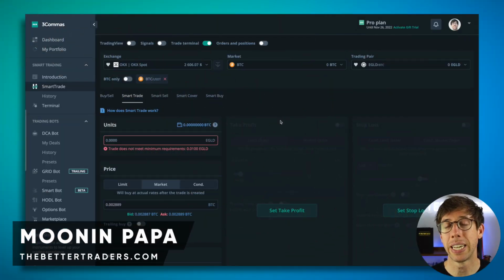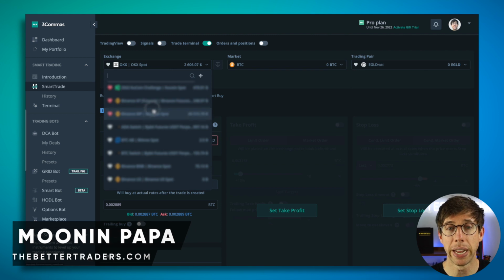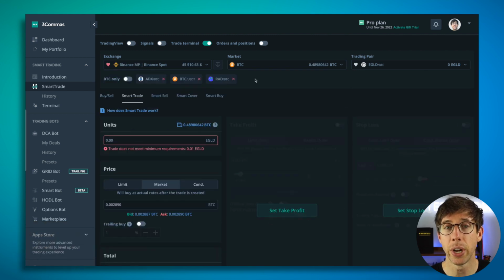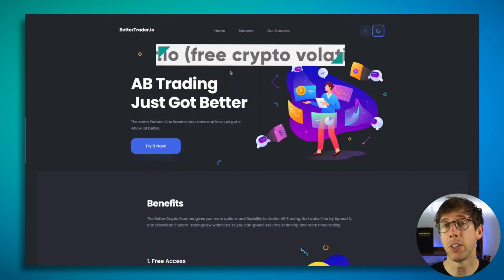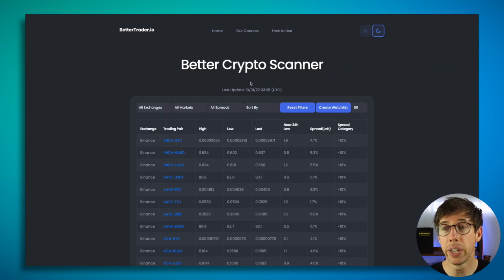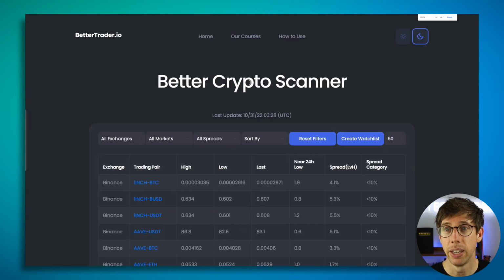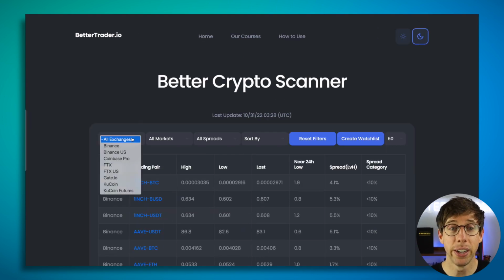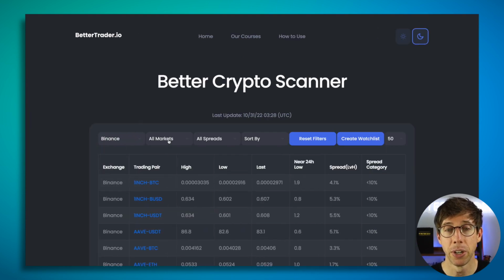The first thing I need to do is identify an exchange that I want to use. So I'm going to choose Binance just because I know that there are a lot of trading pairs there. And now I'm going to head over here to BetterTrader.io's free Better Crypto Scanner. This is a free market volatility scanner that is amazing. So I'm going to choose Binance as my exchange. I want to focus on the BTC market.